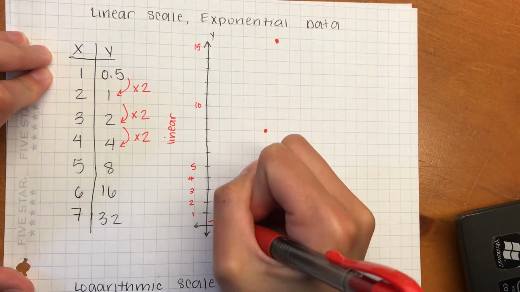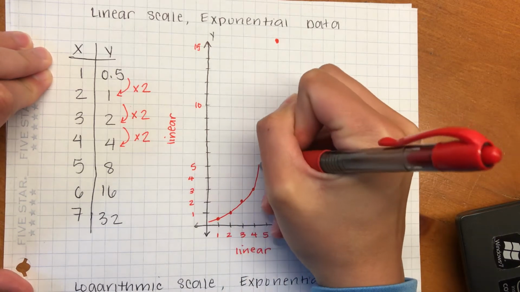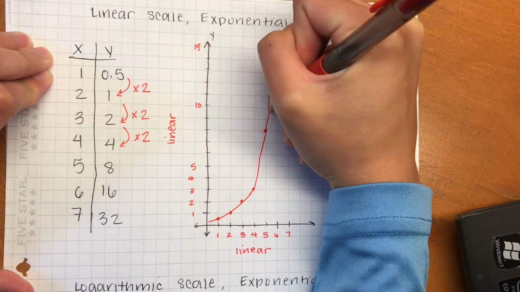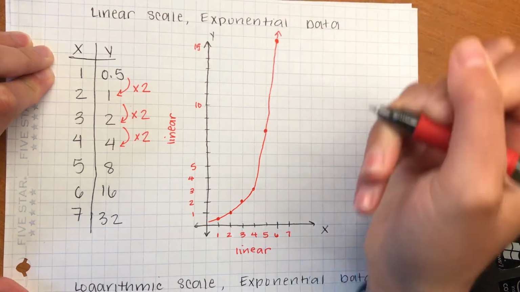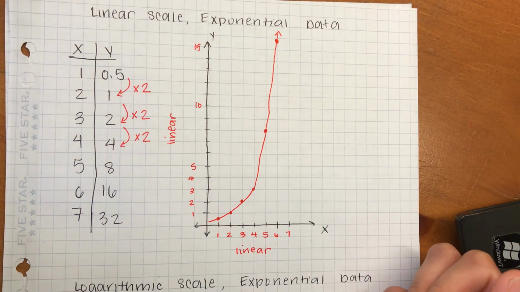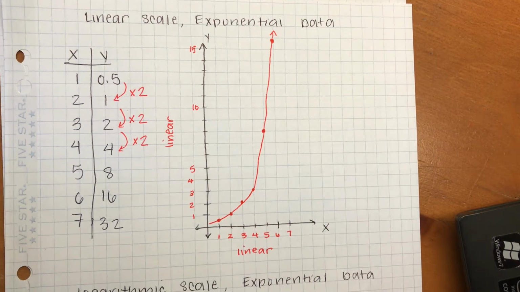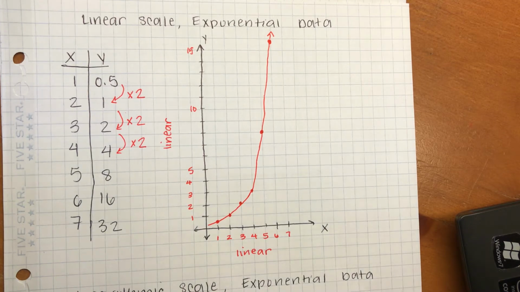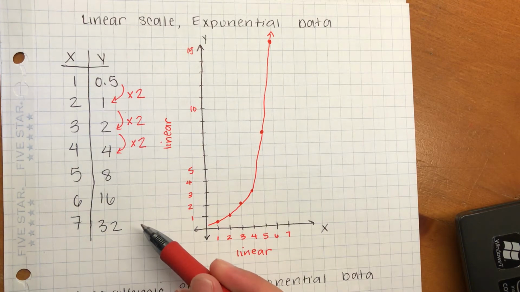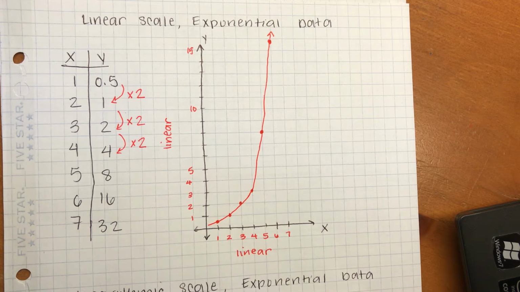And if I wanted to, I can connect all my points and have my nice exponential graph. All right. So we run into the problem that we can't fit on this last point. So the way that mathematicians do this is they change the scale. Specifically, we're only going to change the y-axis.